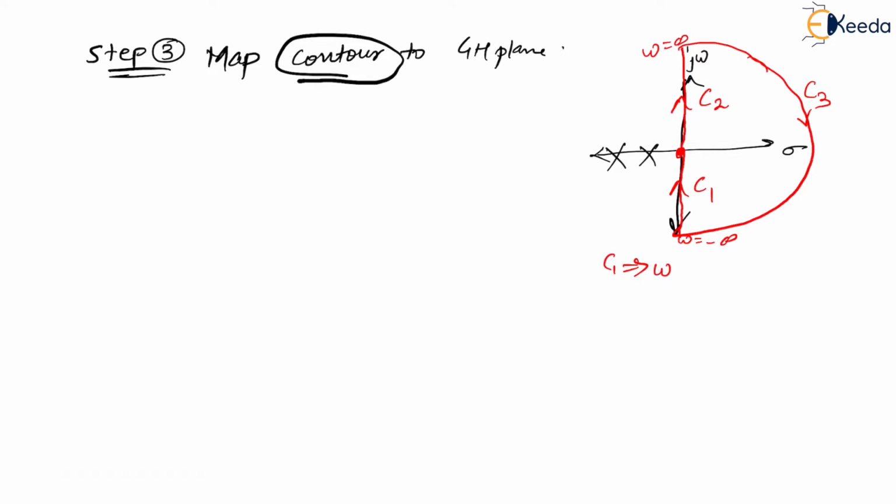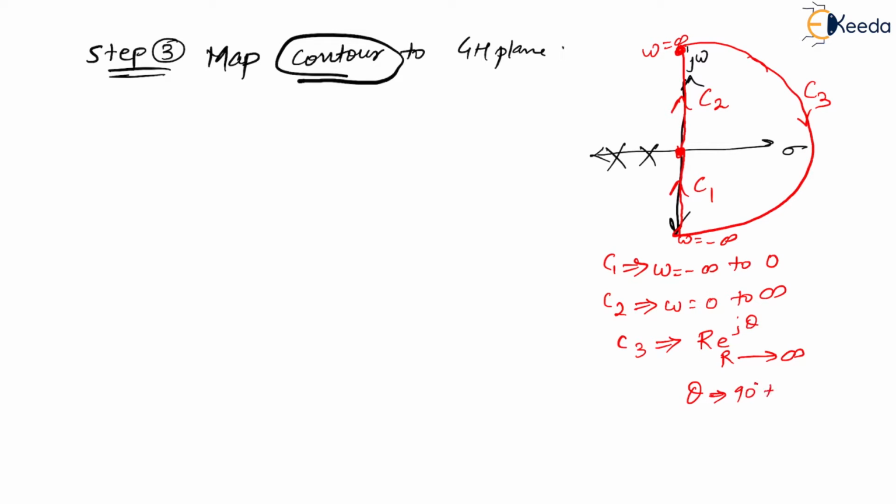C1 is from omega equal to minus infinity to 0. Then what is c2? C2, if you see, is starting at 0 and ending at omega equal to infinity, so it is omega equal to 0 to infinity. And c3 is nothing but r e to the power j theta, where r is moving to infinity, and your theta is moving from where to where? From this point, from plus 90 degrees to 0 to minus 90 degrees. Is that correct? Yes.